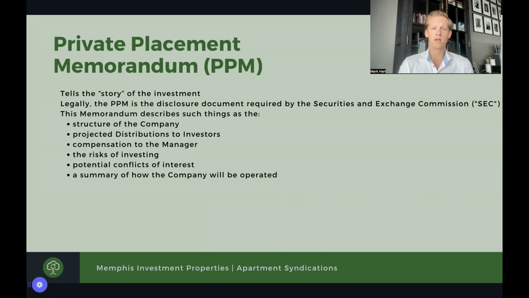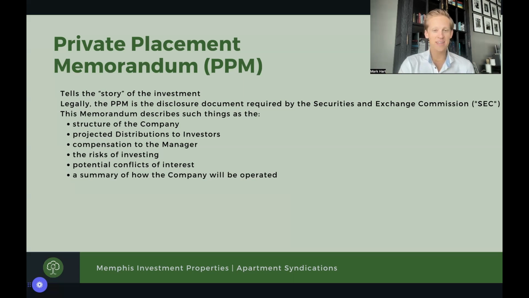I recommend reaching out to multiple companies and requesting their PPMs and just reading them entirely, because essentially every PPM is going to be a little bit different, right? No two PPMs are going to be exactly the same. And so you want to be able to familiarize yourself with the terms inside of that PPM to see if it's a good investment for you. Legally, the PPM is a disclosure document required by the Securities and Exchange Commission, the SEC.